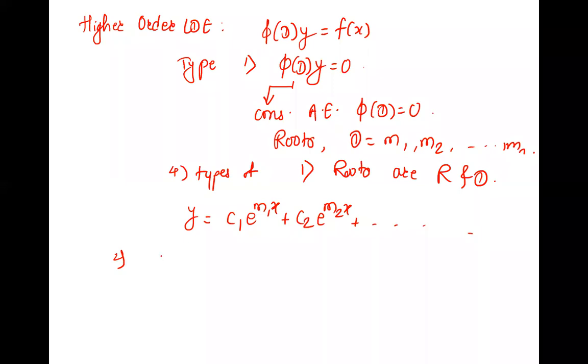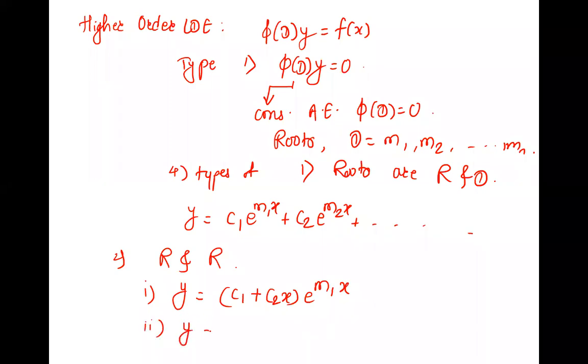Second, if the roots are real and repeated. If it is repeated twice, then how to write the solution? y is equal to (C1 plus C2x) e raised to m1 x. If it is repeating thrice, then (C1 plus C2x plus C3x square) into e raised to m1 x, and so on. This is the second type.